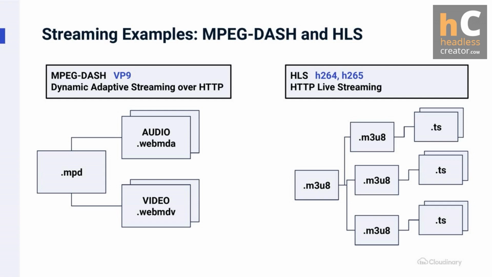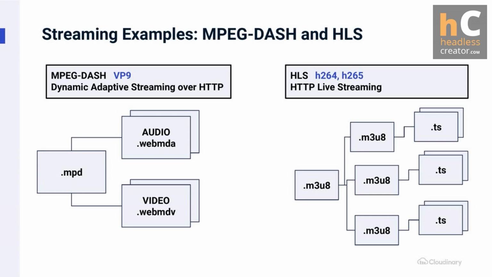The other alternative is HLS, which is HTTP Live Streaming. In that container, the video you put inside is an H.264 encoded video or an H.265 encoded video. H.264 is generally well supported, and H.265 is for Apple devices.